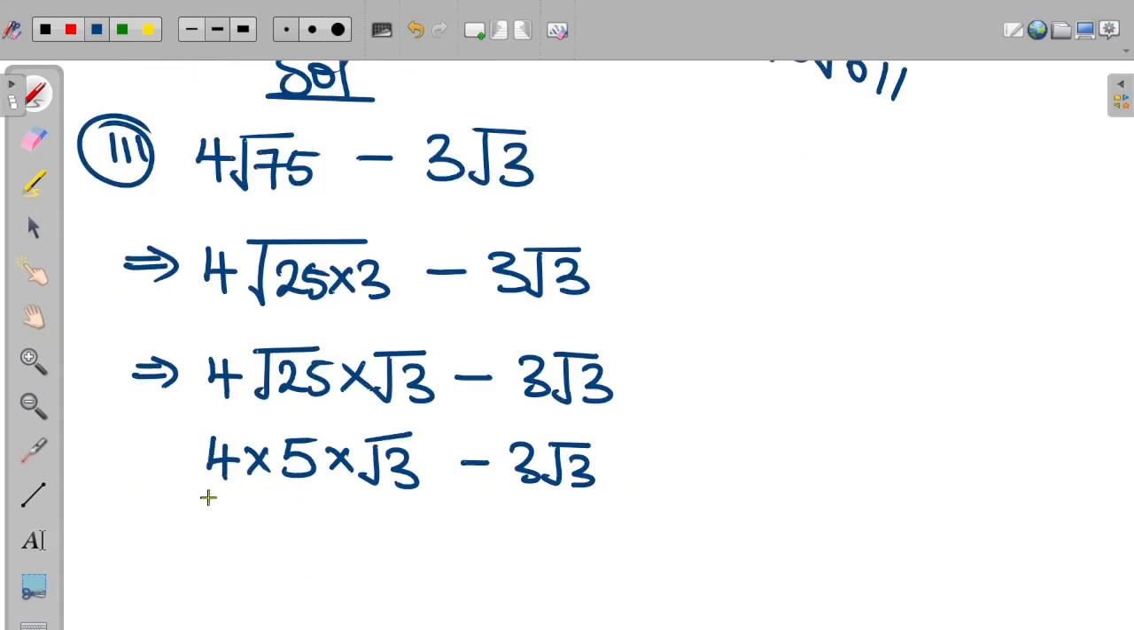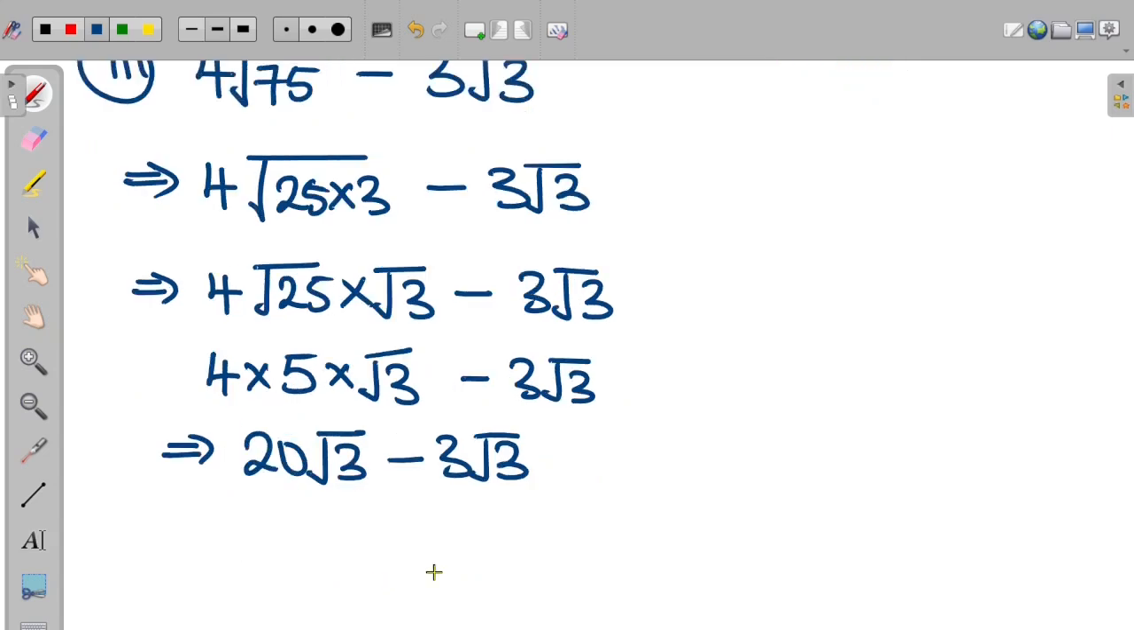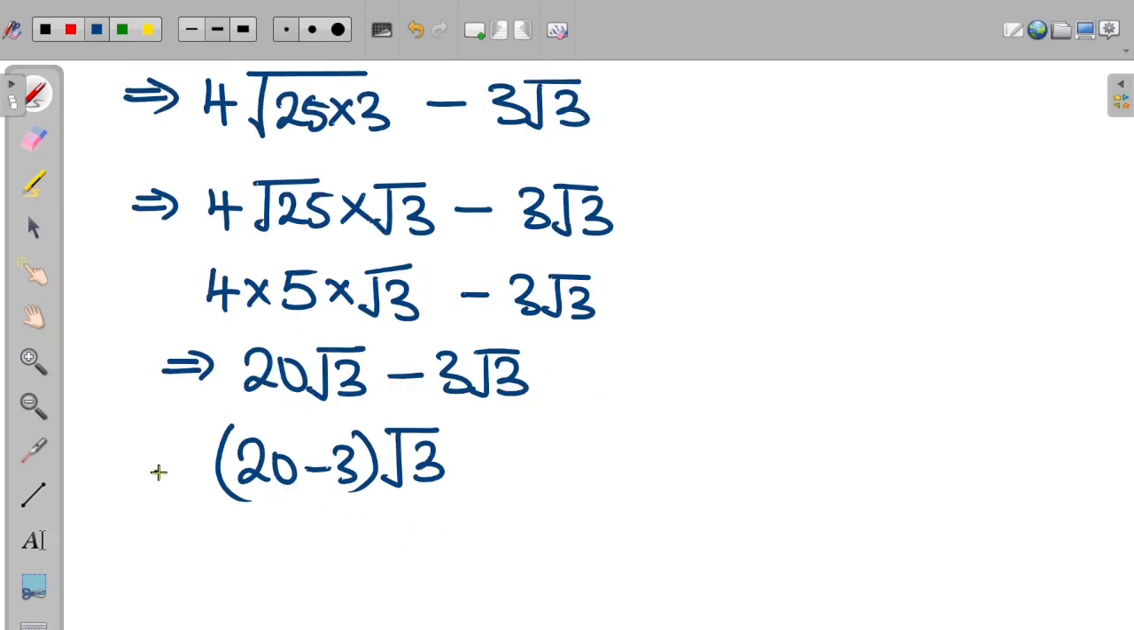So we have 4 multiplied by 5 multiplied by root 3, minus 3 root 3. 4 times 5 is 20, so this becomes 20 root 3 minus 3 root 3. Now at this point, we have similar surds. So this becomes 20 minus 3 all multiplied by root 3. Therefore, this is equal to 17 multiplied by root 3.